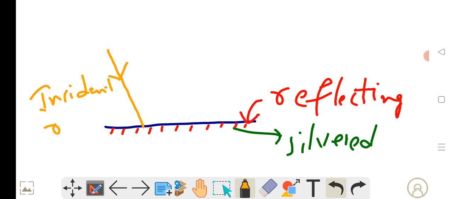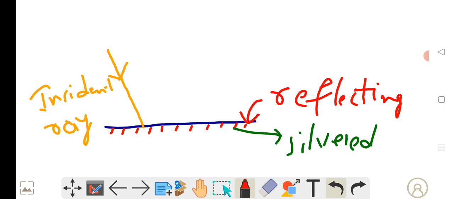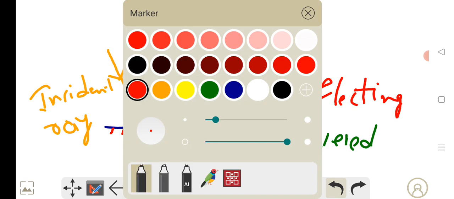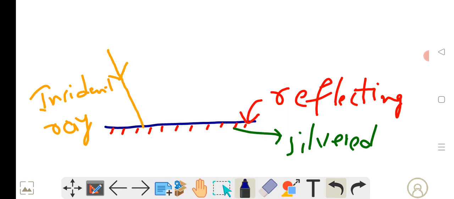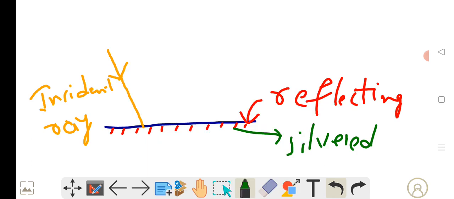Incident means coming from the luminous object towards the mirror. Now where it is touching, there is a point where the incident ray is touching the mirror. So this is that point where the incident ray is touching the mirror.